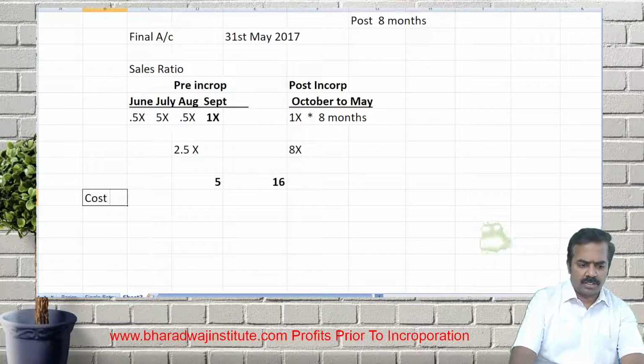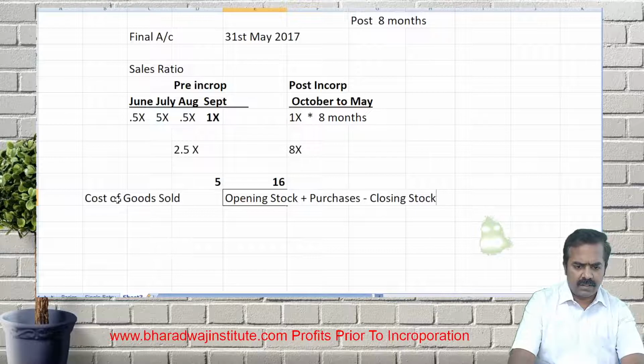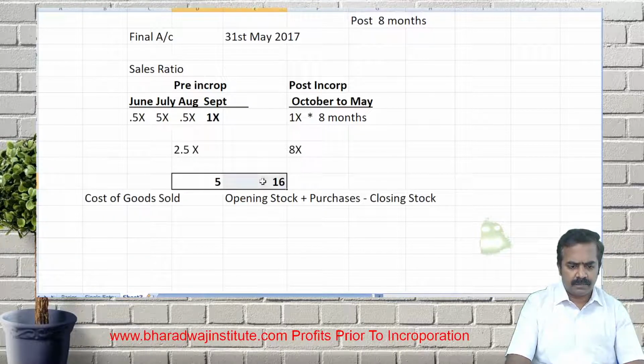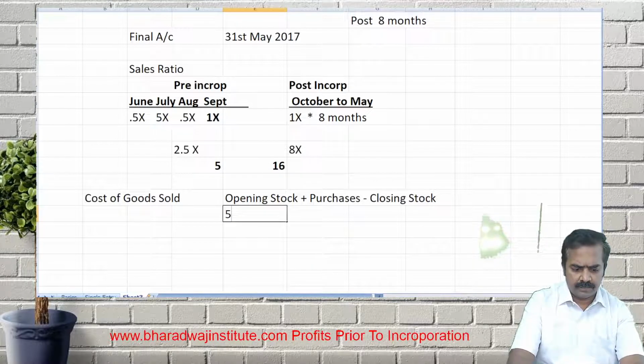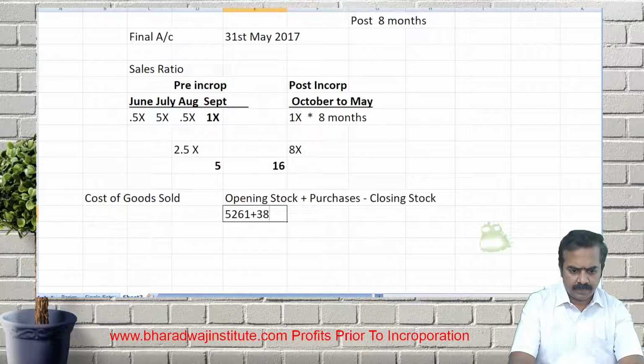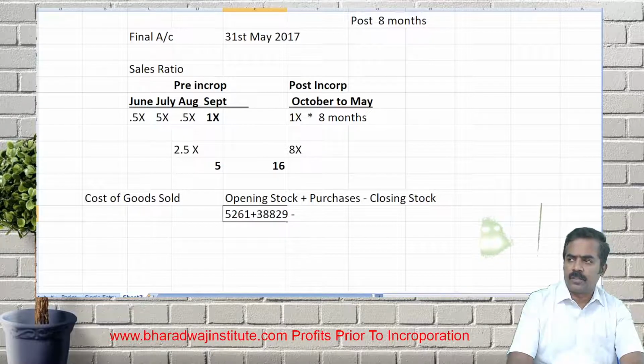Next you can work out cost of goods sold: opening stock plus purchases minus closing stock. Tell me what is the opening stock value? 5261. Plus purchases 38,820, minus closing stock. What is the closing stock? 4946.